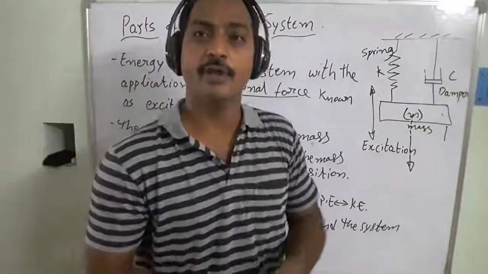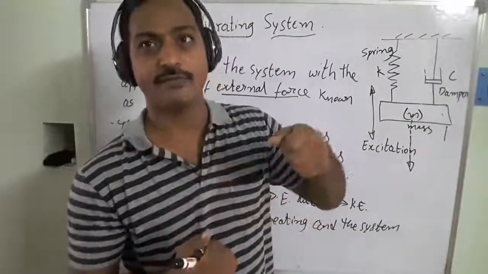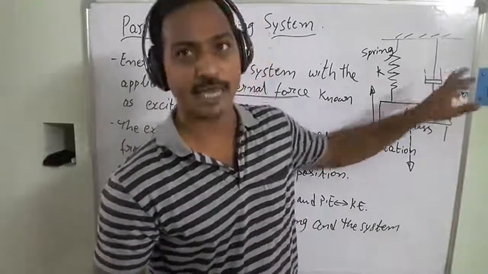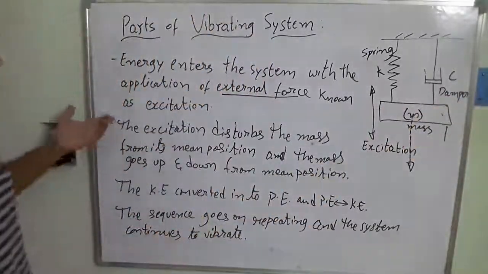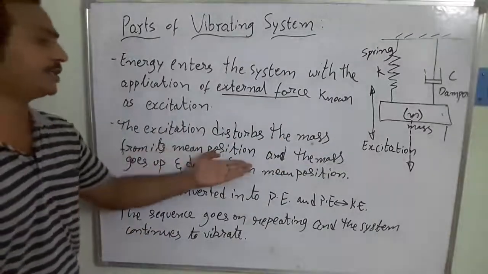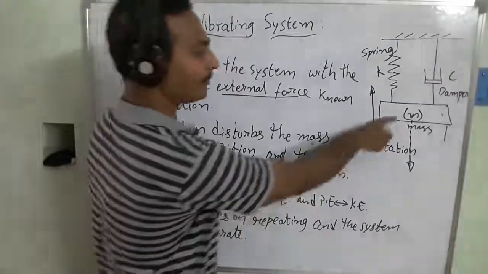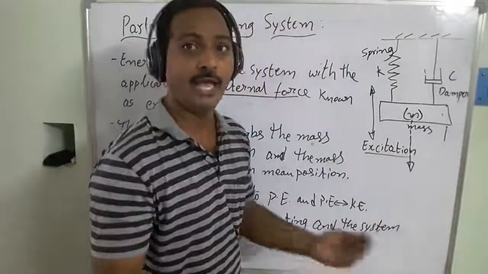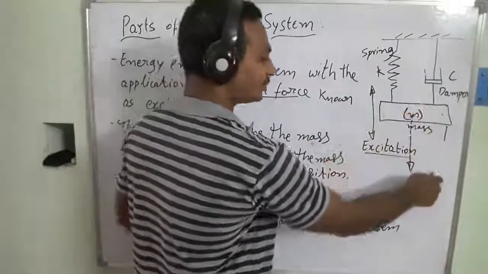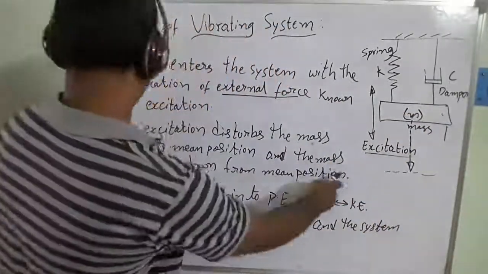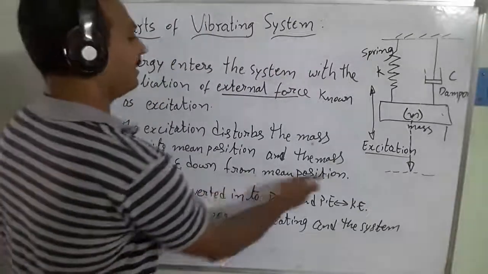This damper is going to be elongating itself, and the heat energy is going to be generated within that system, as per the previous definition. So that's what he's saying: the excitation disturbs the mass from its mean position. When I am applying the force, that means external excitation. Excitation is nothing but the external force. Then the system is going to reach a new position. So then the mass goes up and down from its mean position.